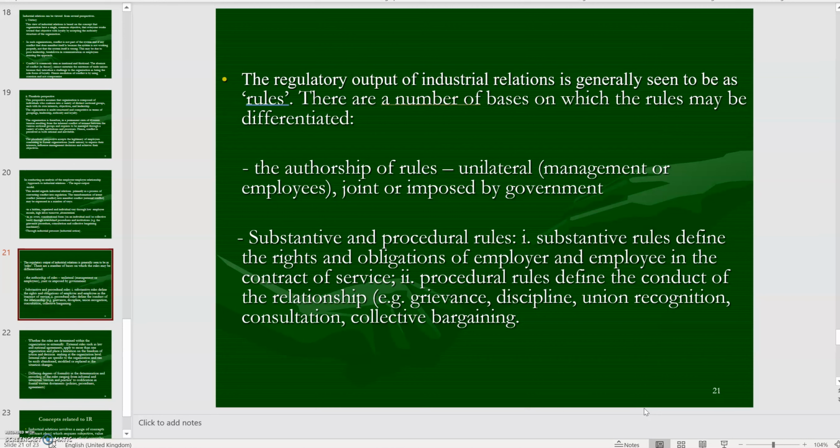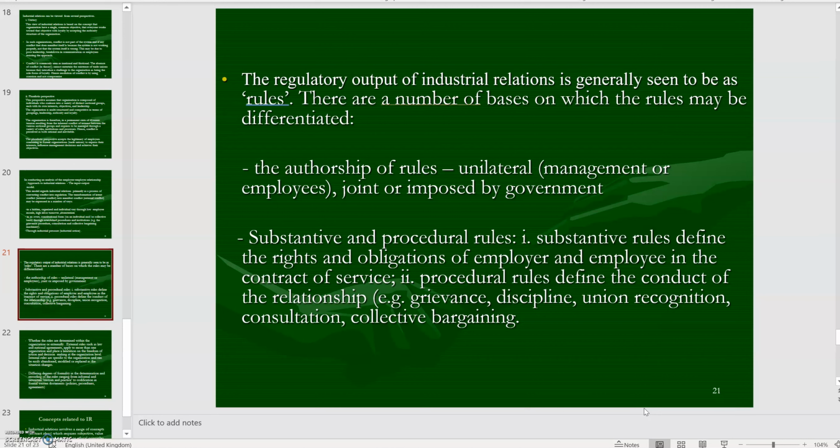Okay, so there are a number of bases on which the rules may be differentiated. One is it depends on the authorship of rules. Either it is unilateral, done by the management or employees only, or joint or imposed by the government. So grievance procedures are usually bilateral. It is done through collective bargaining bilaterally. Unilateral would be in terms of management prerogative, the six items that I have explained earlier. And finally, the joint or imposed by the government. This is done like in a tripartite manner.